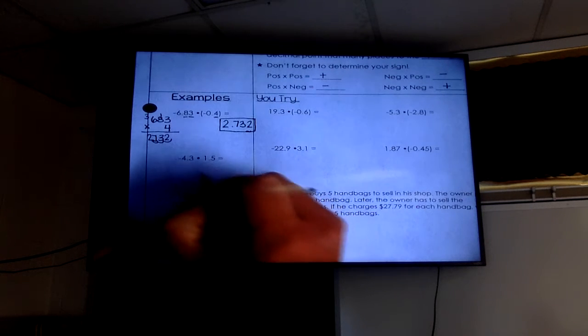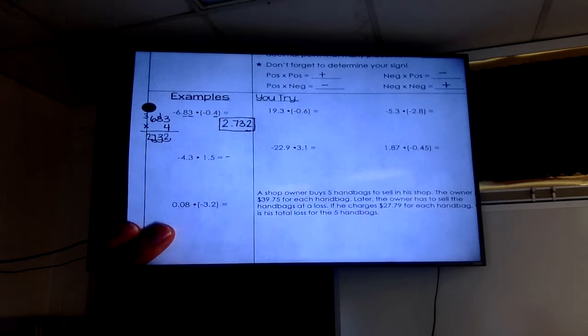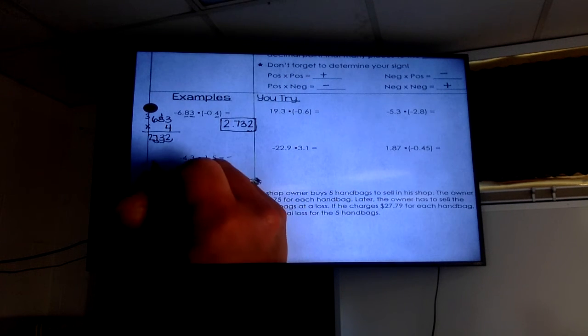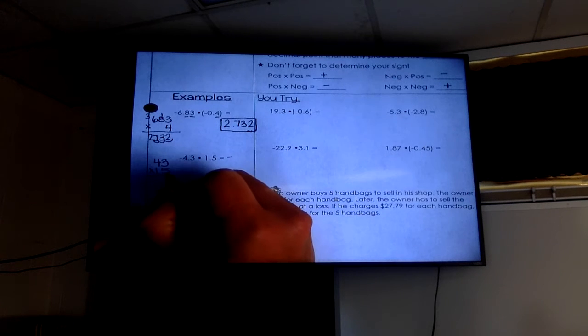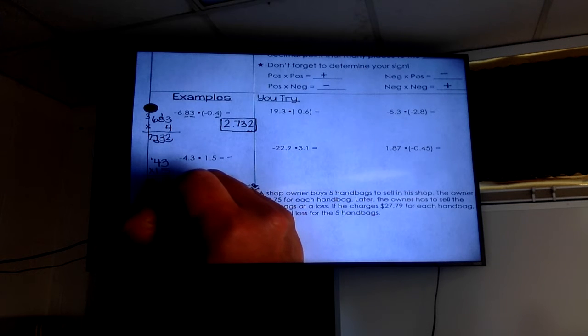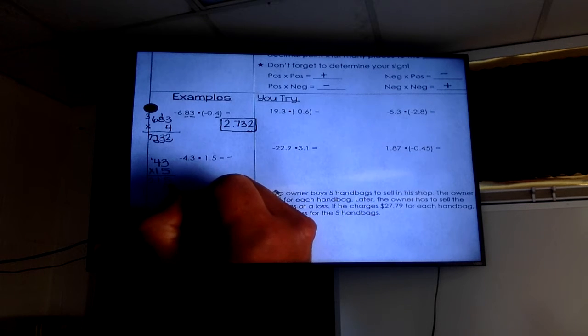Okay, let's try this idea again. So a negative times a positive gives me a negative. So I'm going to put that in right away. And then I'm going to rewrite the problem taking out the decimal. So it would look like 43 times 15. Okay, so let's do that. 5 times 3 is 15. 5 times 4 is 20, plus 1 is 21. Don't forget to bring down your 0.